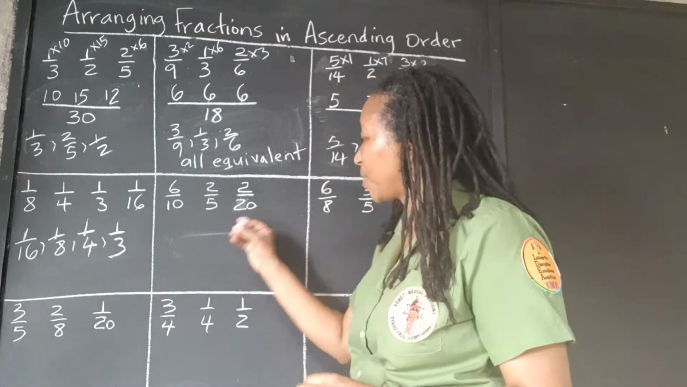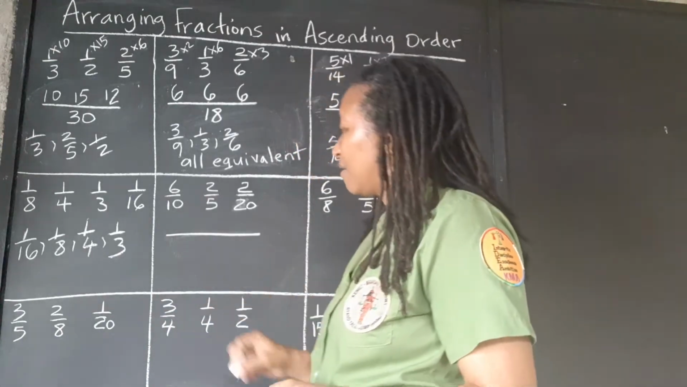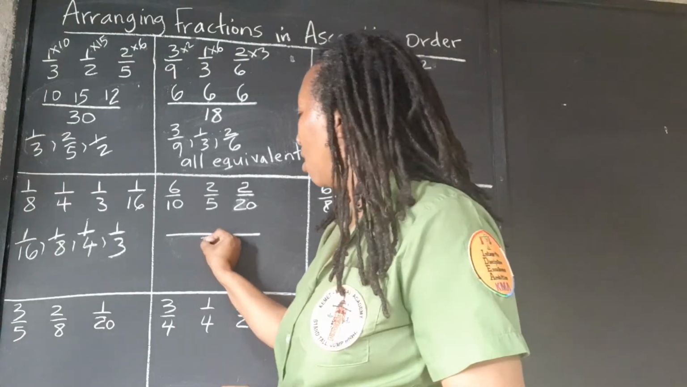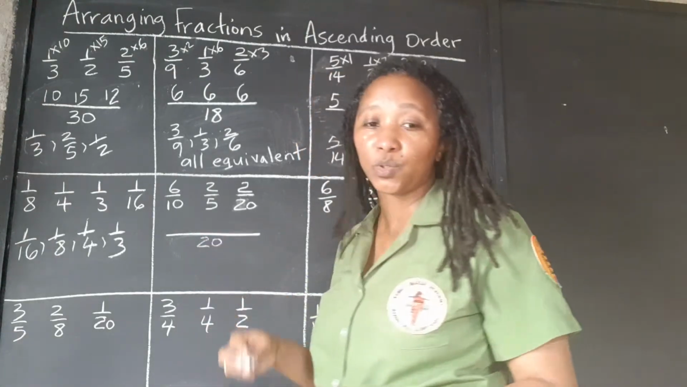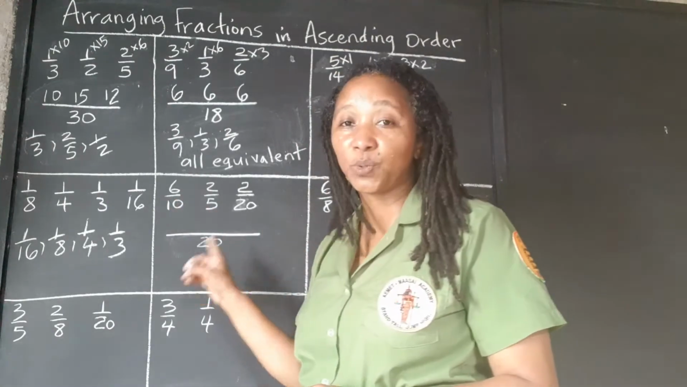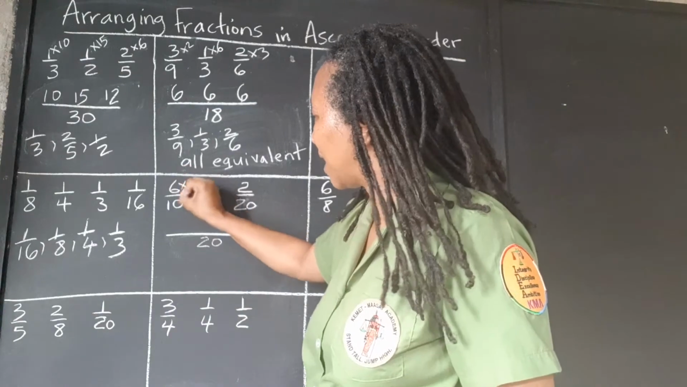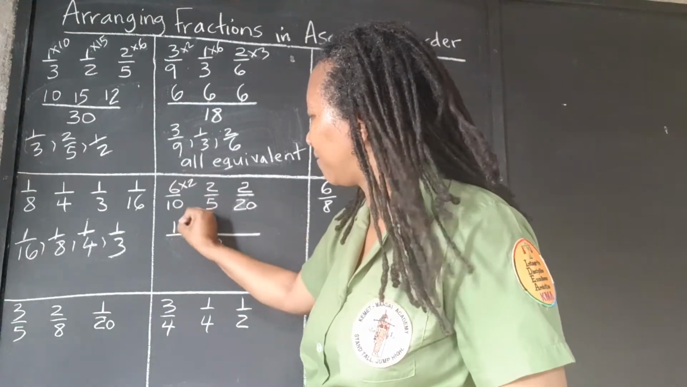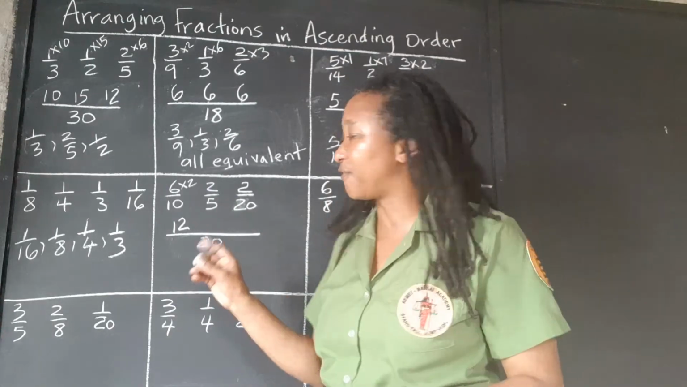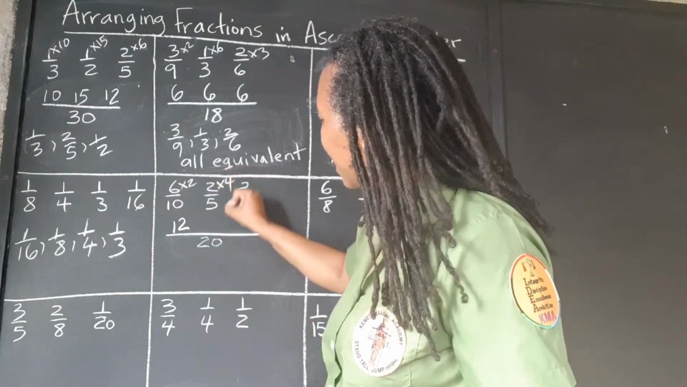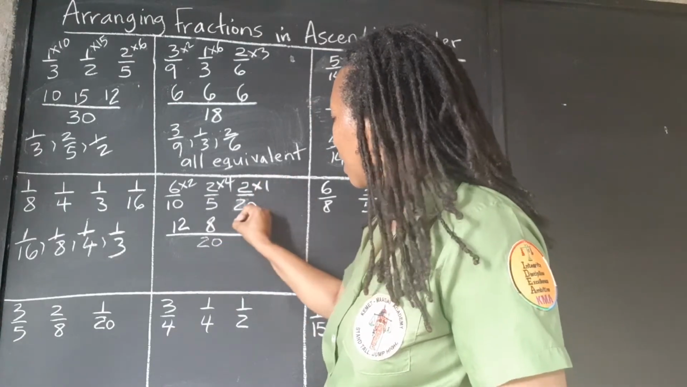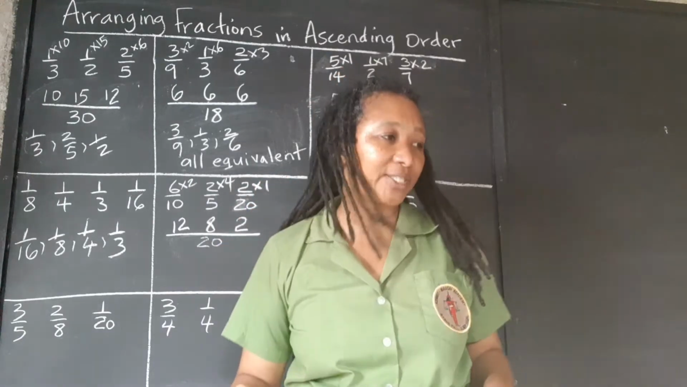Alright, so let's compare these. Now we have 10, 5, and 20. The LCM is 20. All these numbers can go into 20. Alright, so 10 goes into 20 2 times. 6 times 2 would give 12. 5 goes into 20 4 times. 2 4s are 8. 20 goes into itself once. 2 1s are 2. Alright, let me get some chalk.